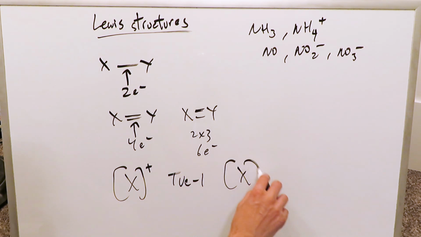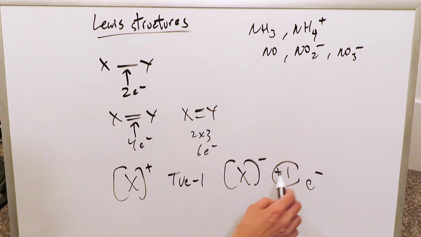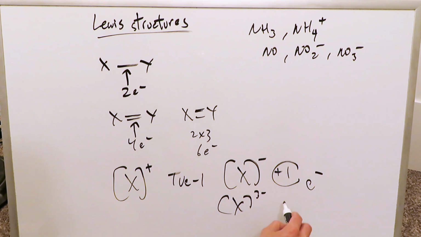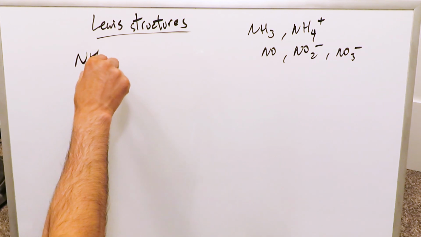At any time you have a compound with a negative charge, you will add 1 electron to your total count. If you have a compound with, let's say, 3 extra electrons, then you'd add 3 electrons. These are the items you need to keep in mind when you're doing your Lewis structures. The single most important tip is to count your valence electrons.